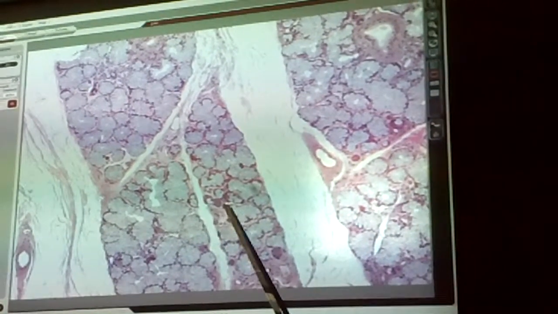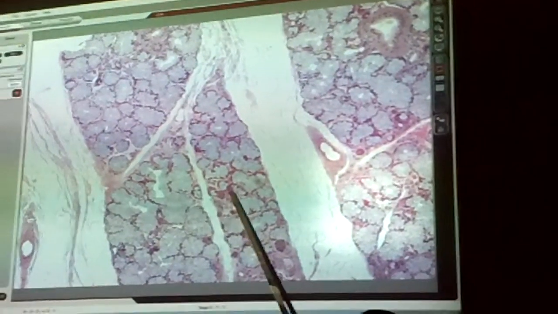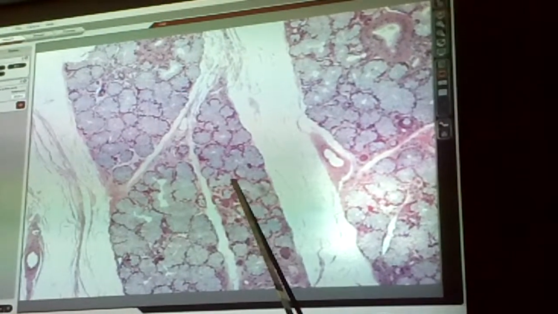So again, any of these little caps are the what again? Serous demilune.